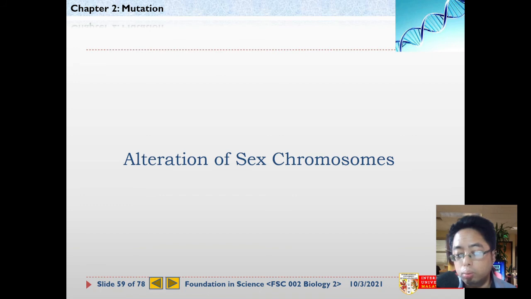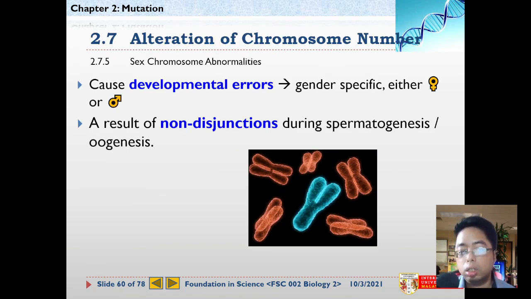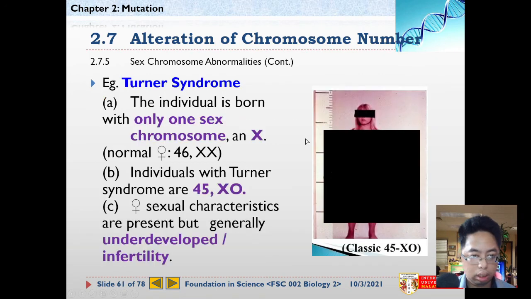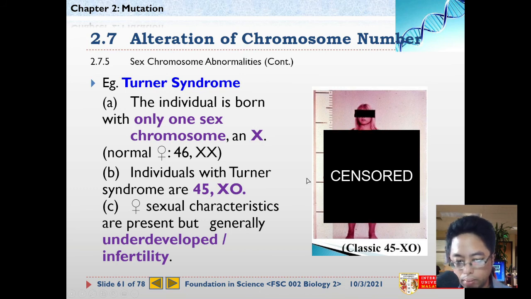Alteration of sex chromosomes causes developmental errors. It is specified as either male or female. This is a result of non-disjunction during spermatogenesis or oogenesis. For example, Turner syndrome. In Turner syndrome, the individual is born with 1 sex chromosome, an X. Individuals with Turner syndrome are 45,XO. Sexual characteristics are present but generally underdeveloped. So it means that they are infertile. They look like women. Outwardly, they are like girls.